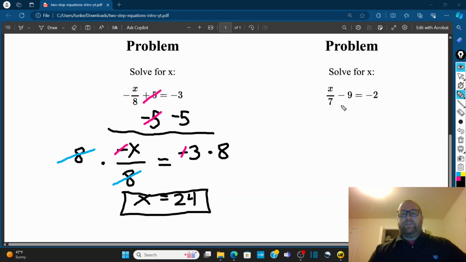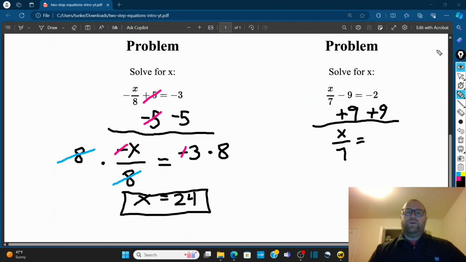Let's look at this last one. So we have x over 7 minus 9 equals negative 2. We want to get rid of the subtraction of 9 first. We're thinking SADMAP. So we're going to add 9 to both sides, and we get x over 7 equals negative 2 plus 9.